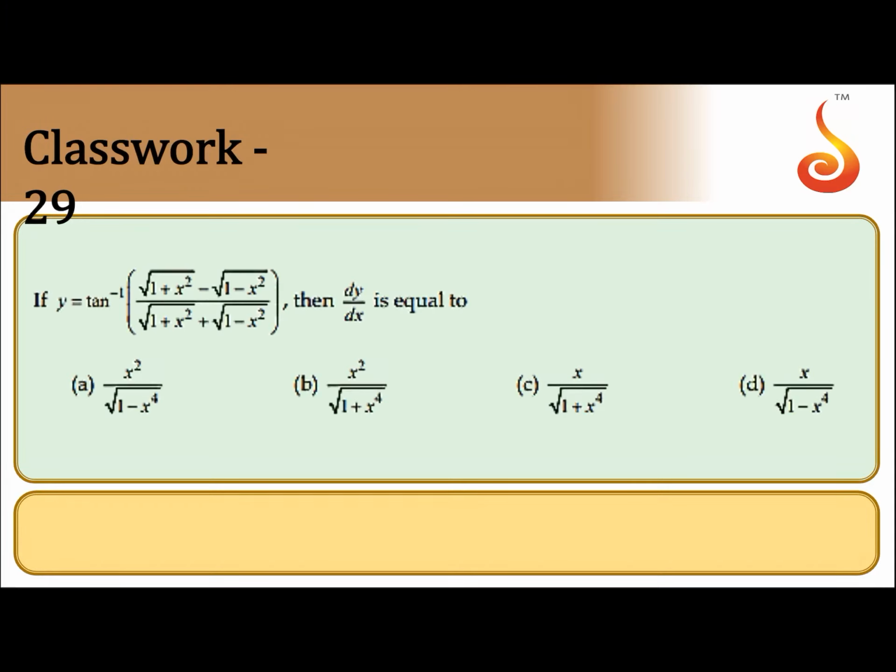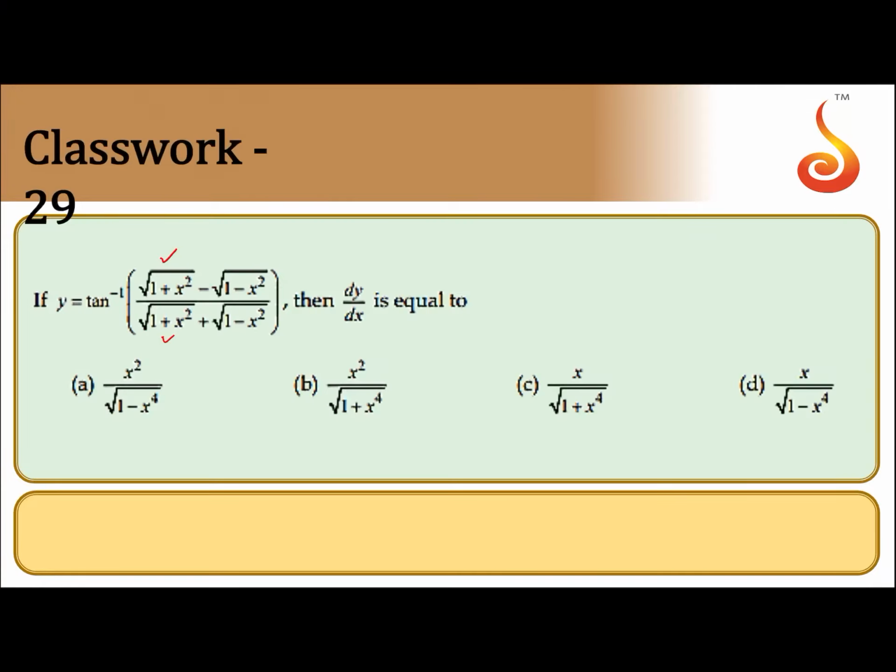Coming to the next one. Tan inverse of (root of 1 plus x square minus root of 1 minus x square) by (root of 1 plus x square plus root of 1 minus x square). Why not divide by the factor in the numerator and denominator? You can write y is equal to tan inverse of (1 minus root of (1 minus x square) by (1 plus x square)) divided by (1 plus root of (1 minus x square) by (1 plus x square)).